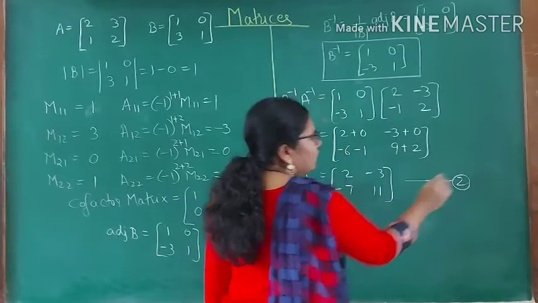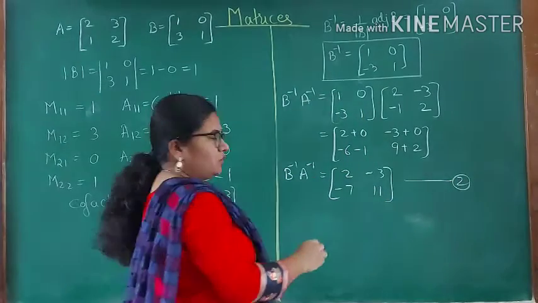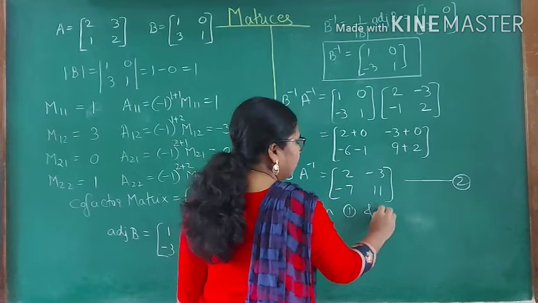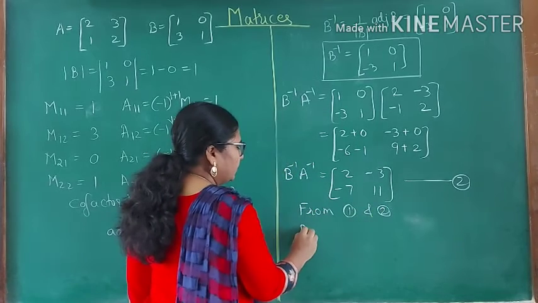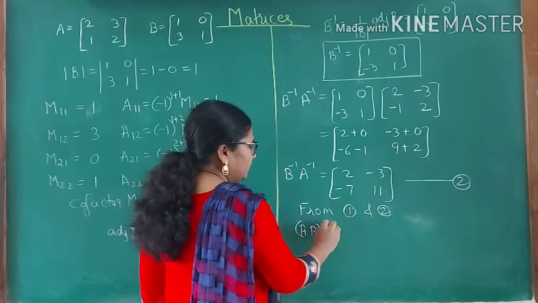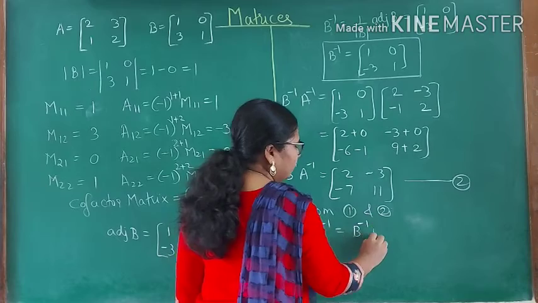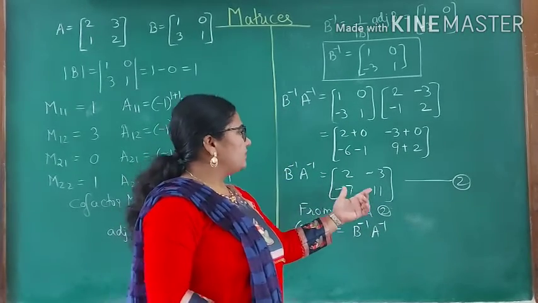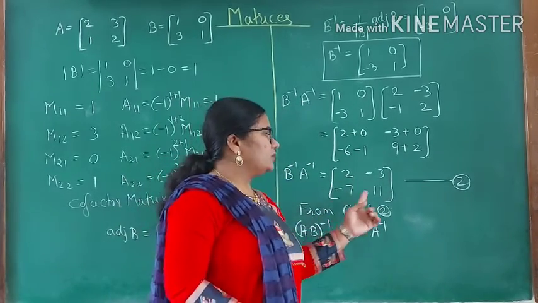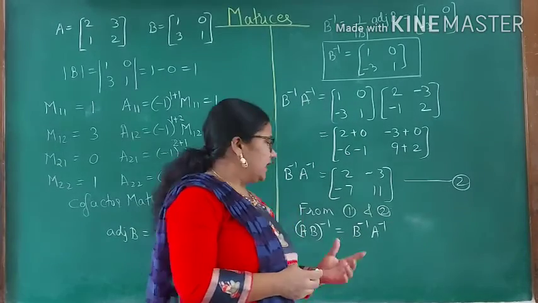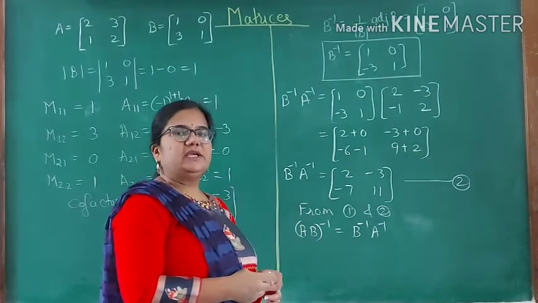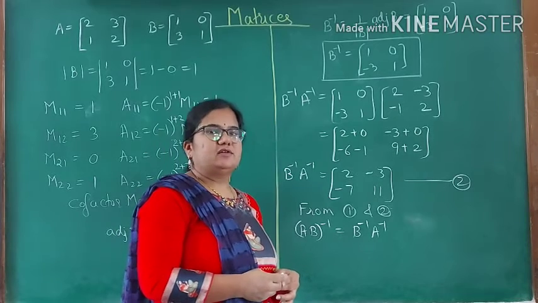So this becomes your step 2. So previously you can see from 1 and 2, A into B inverse is equal to B inverse into A inverse. Previously you can go and see in step 1 also you have got the same matrix 2 minus 3 minus 7 11. Hence you have proved that A into B inverse is equal to B inverse into A inverse.